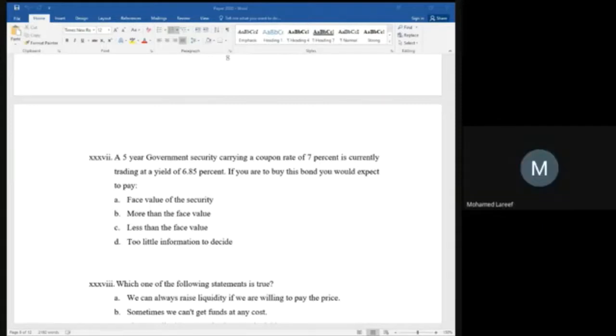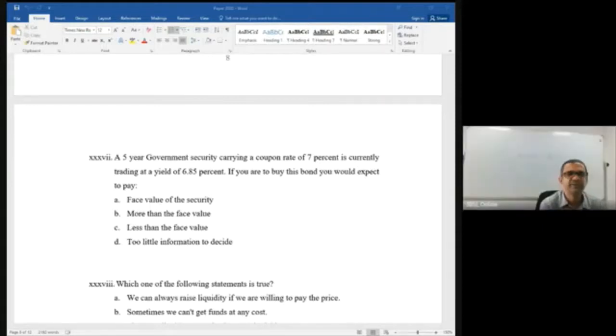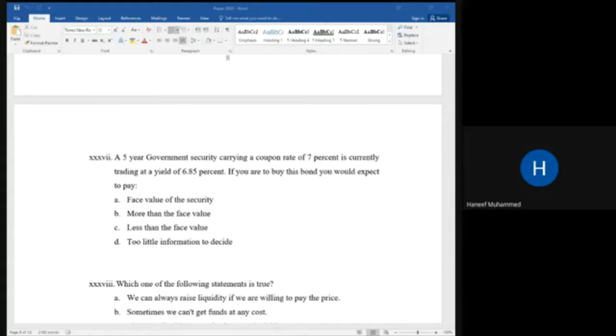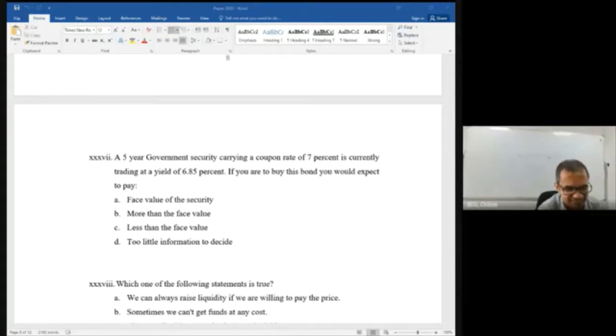So that is 100.14. It's a premium bond, no? 14038. I don't know whether the answer is exactly correct, 100.14 or something. It's a possible correct answer, because when the yield is less than the coupon rate, the bond is trading at a premium.